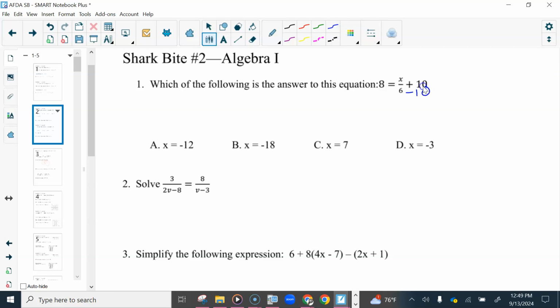Get rid of the 10 by subtracting on both sides. And then get rid of the 6 by multiplying on both sides. So that our answer was 80. Questions on that one?